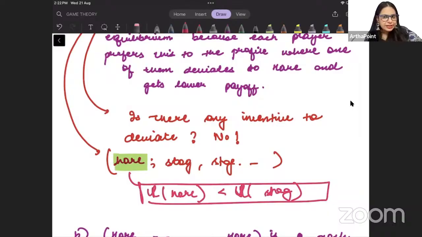So will he deviate? When everyone else is looking for the stag, if he also looks for the stag, he will get more payoff because they will be able to catch the stag. So there will be no incentive to deviate. This is a Nash equilibrium because no player has any incentive to deviate.